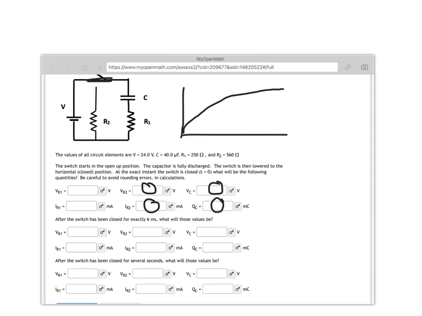And so the voltage across R1 has to be the battery voltage because the sum of the voltages have to be 0. So I have 24 volts, and the current then is simply going to be the voltage divided by the resistance. That would be 24 volts divided by 250 ohms, which gives me 96 milliamps. So those are the starting values.